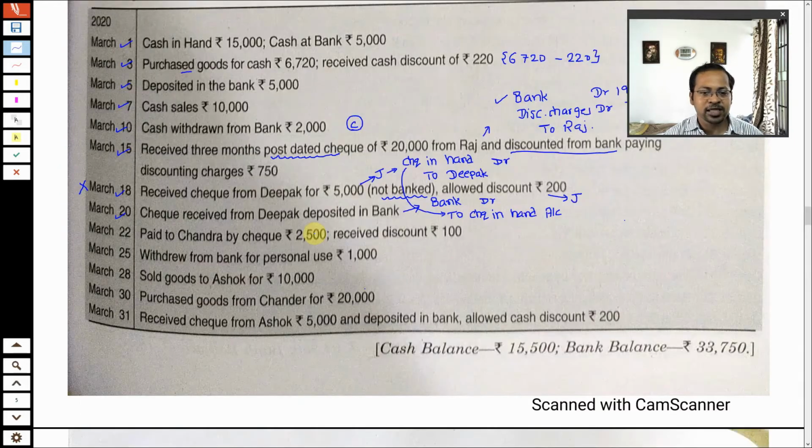Let us discuss the next transaction. On March 22, paid to Chandra by check rupees 2500 and received discount rupees 100. Actually, this is the amount of check I am assuming, and it is paid by check 2500. So basically 100 discount will be recorded in journal. My journal entry will be Chandra account debit to bank account 2500.